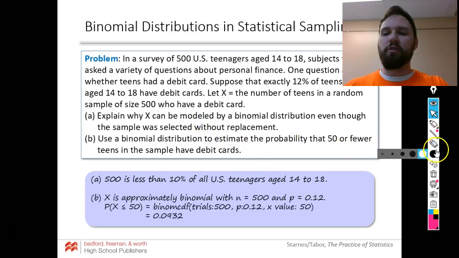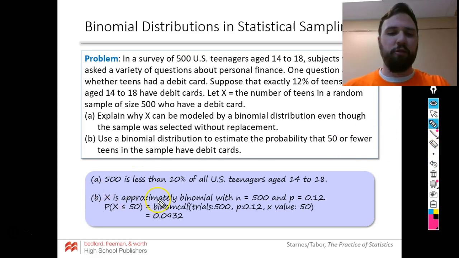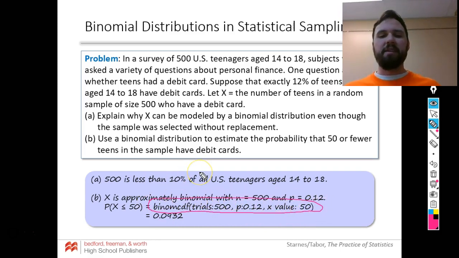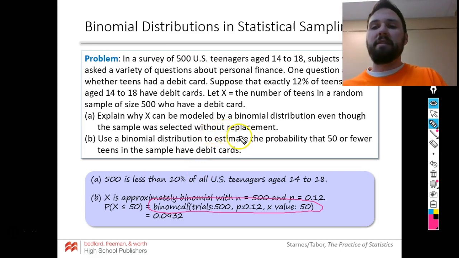And to do the normal stuff, to be normal, I would do binomCDF, 500 trials. P is 0.12 because that's our probability of success. And X would be 50 because we're looking for 50 or fewer. And we're using CDF, so we're adding them all up below it. Okay? Binomial CDF.